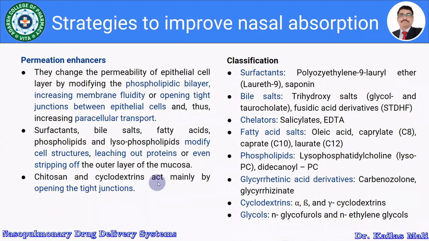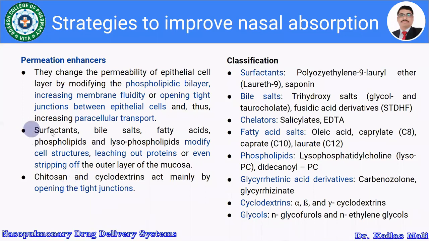Chitosan and cyclodextrins act mainly by opening the tight junctions. So these are the few mechanisms by which permeation enhancers act in the nasal drug delivery system.